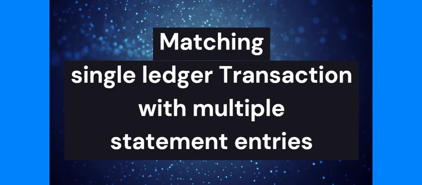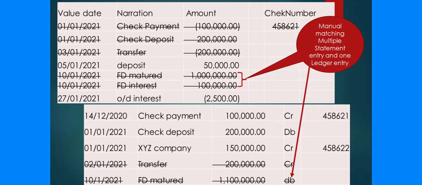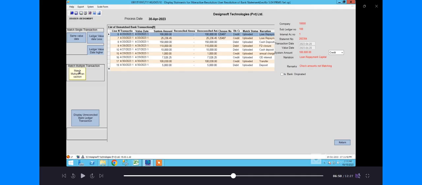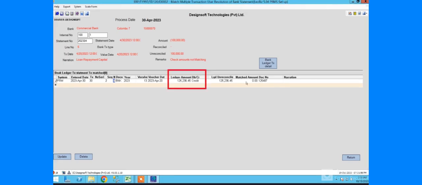Single transaction in our ledger, multiple transactions in the bank statement. For example, when a loan was repaid, we made one entry in our ledger for both capital and interest, whereas in the bank statement there are 2 entries. Therefore, we need to match both entries in the bank statement with our one entry in our bank ledger.